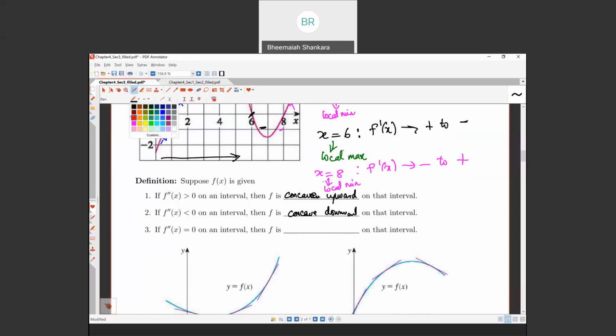Concave upward will look like an open up curve. Concave downward is an inverted cup. So f double prime equal to 0, then the function is constant on that interval. And you can also say that when f double prime is equal to 0, x is the inflection point.